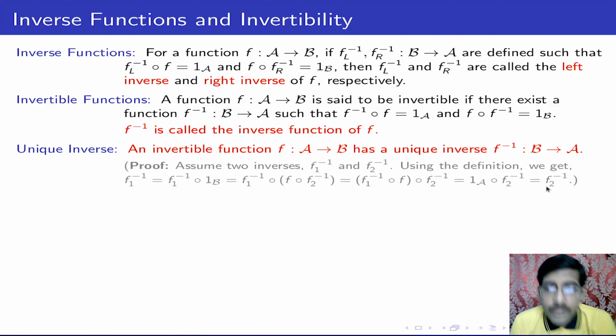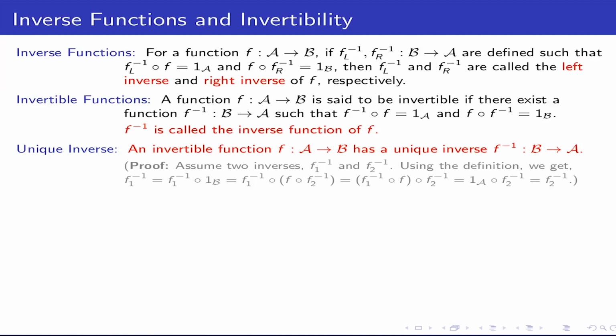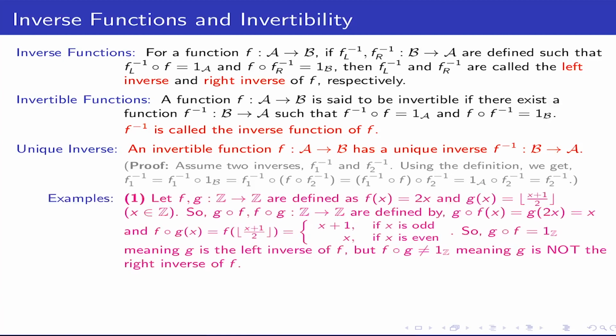Therefore it contradicts the notion that the two inverses are different. So all the inverses that I produce are the same. Therefore, I have a unique inverse if it exists and if the function is invertible.